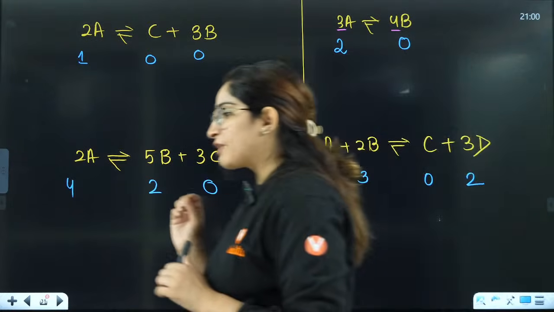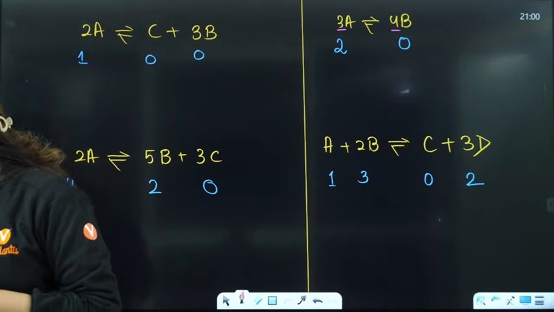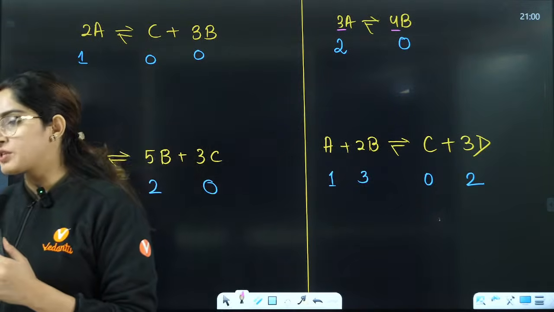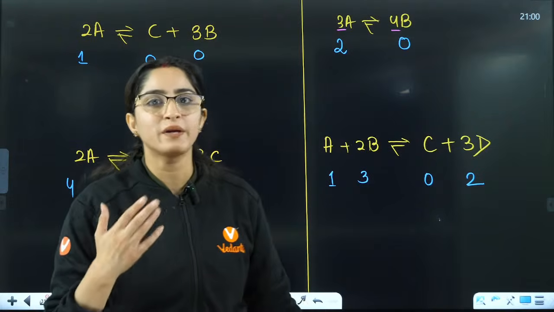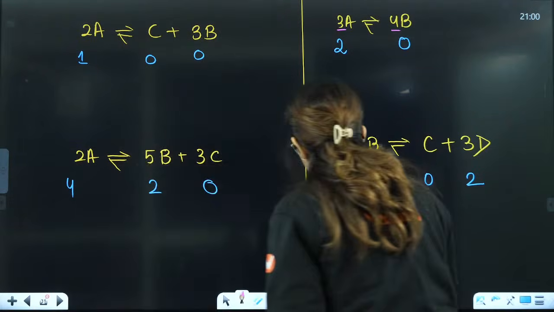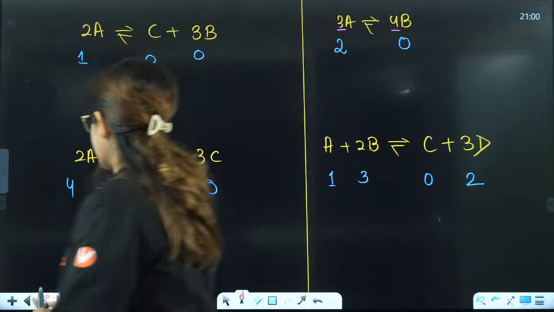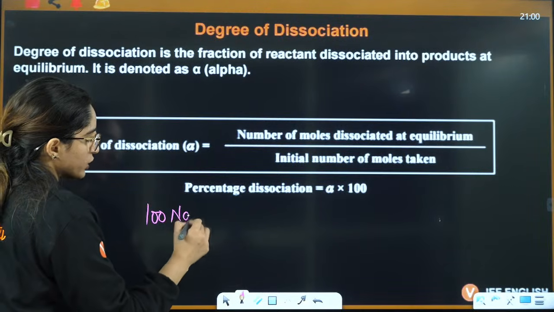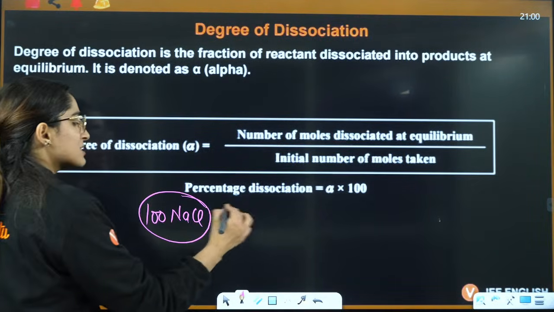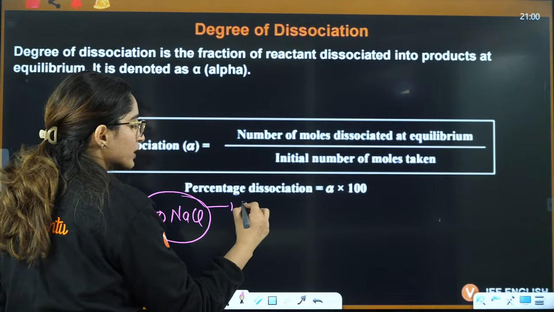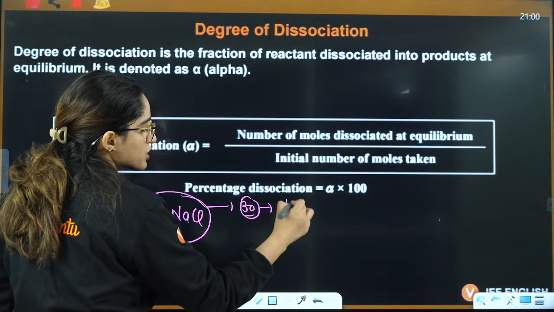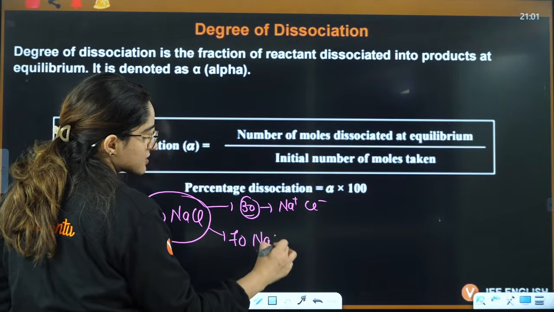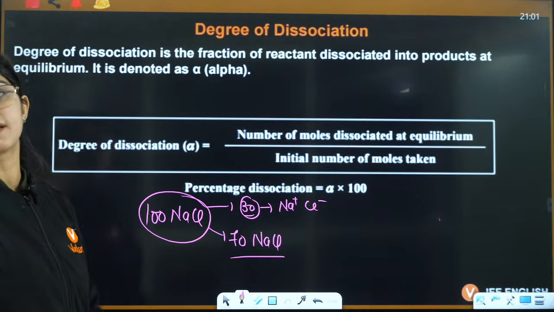So now in degree of dissociation, there is a very important point, right? Degree of dissociation is how much has been dissociated. For example, you have 100 NaCl molecules. Let's say only 30 molecules dissociated into Na positive and Cl negative. The rest of the molecules are as they are, NaCl. So here you have 30% dissociation.